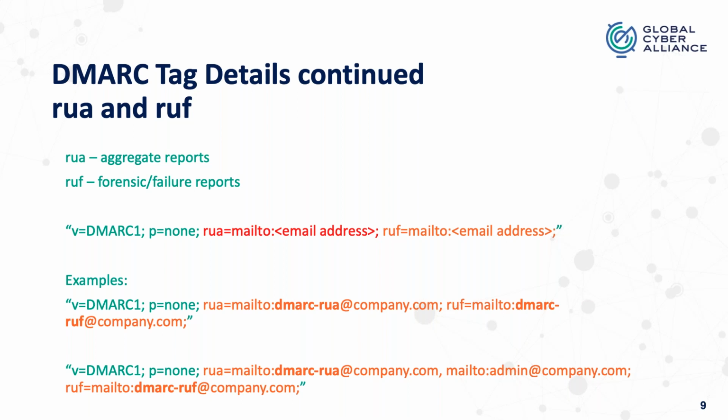You can also have multiple email addresses in this as well. So the way you do that is not by using multiple RUA or RUF tags, because the tag can only be used once. What you do is you separate each email with a comma, and then make sure each email address has the mailto: in front of it. So that's what the last example is showing you. So RUA equals mailto: the first email address, comma, mailto: the second email address, and then semicolon.